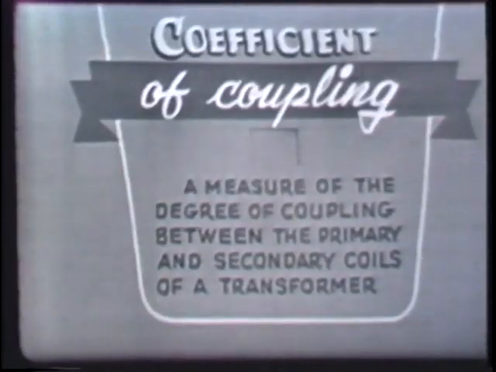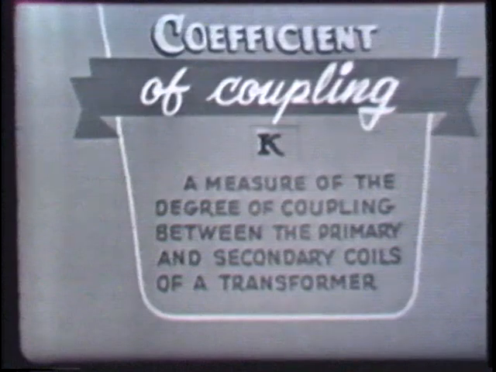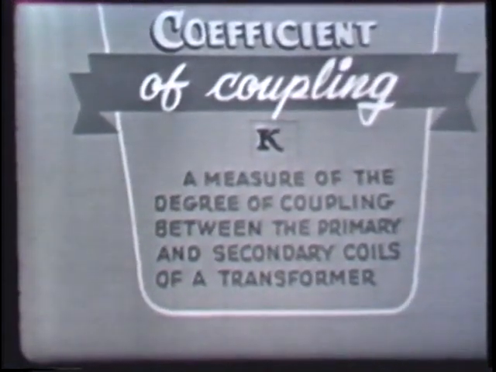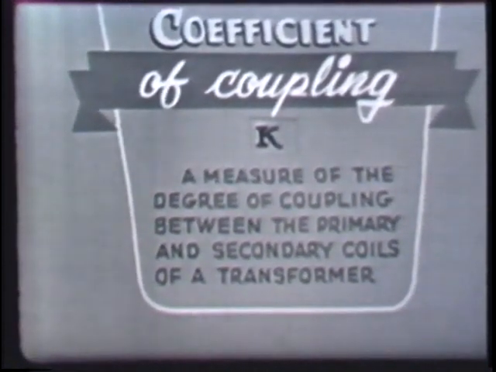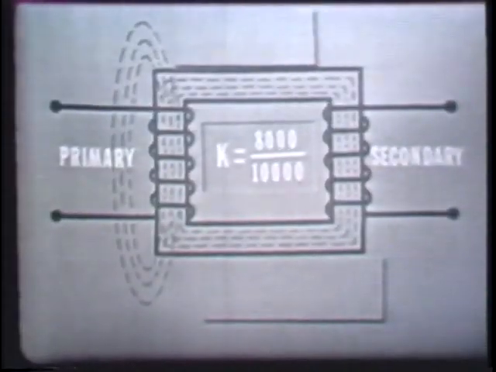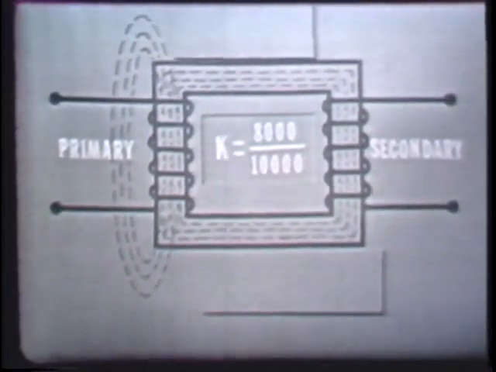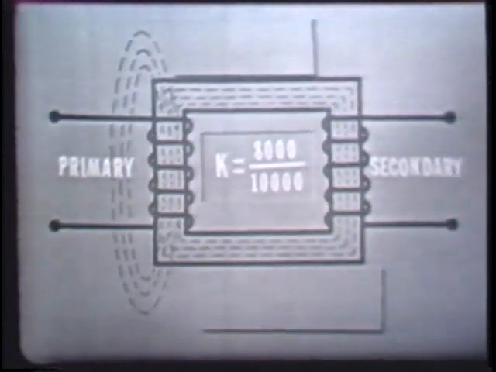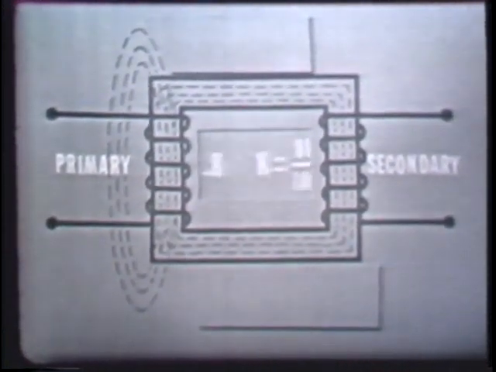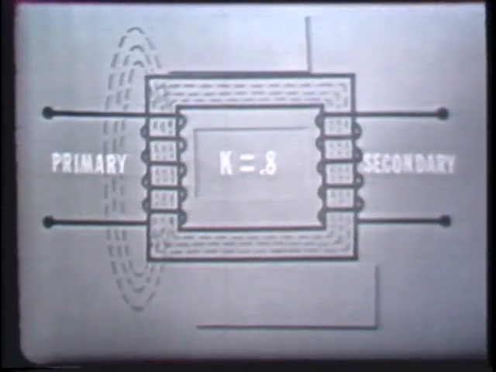The coefficient of coupling, which is represented by the letter K, is a measure of the degree of coupling between the primary and secondary coils of a transformer. The coefficient is obtained by dividing the number of magnetic lines cutting the secondary coil by the number of magnetic lines actually produced by the primary coil. For example, if the primary of this transformer produced 10,000 magnetic lines, but only 8,000 lines cut the secondary, then the coefficient of coupling would be equal to 0.8.